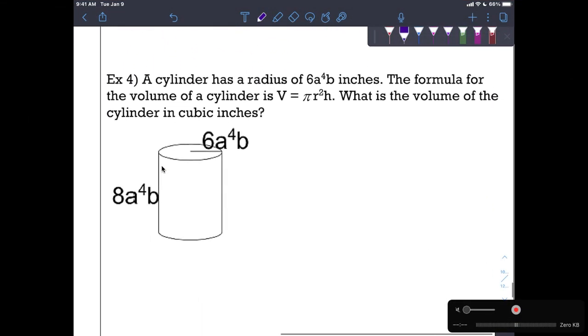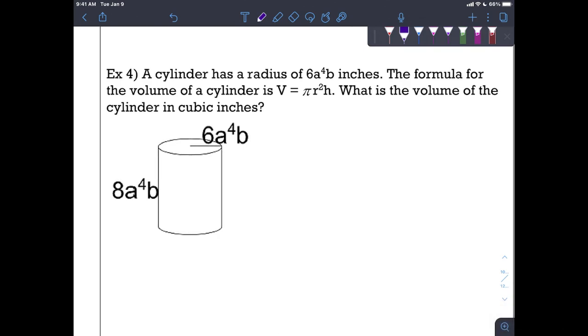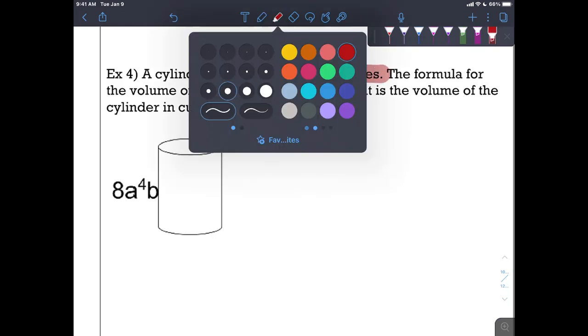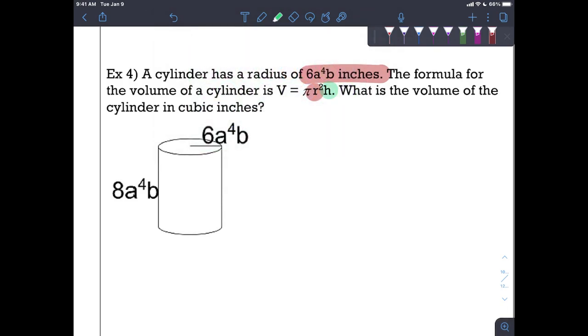All right, last one. A cylinder has a radius of that, and the formula of the volume is like that. What is the volume? Okay, so first thing I need to go ahead and identify. Here's my radius, and here's my height. So I'm going to go ahead and plug those in.